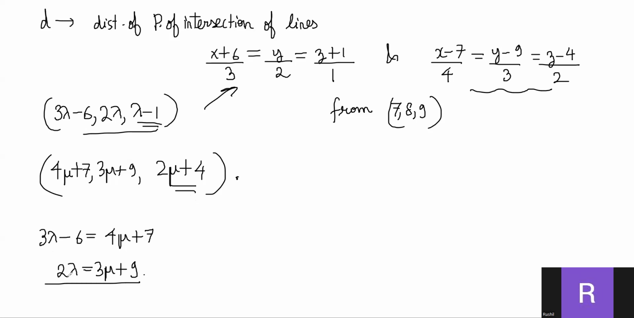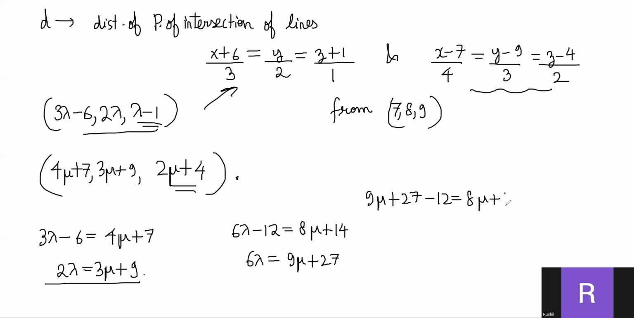Solving these two is easy. You just multiply this by 2: 6 lambda minus 12 is equal to 8 mu plus 14. Multiply this by 3: 6 lambda is equal to 9 mu plus 27. Put 9 mu plus 27 there, 8 mu plus 14. So you're getting mu is equal to minus 1. If mu is minus 1, 2 lambda is 6, so lambda is 3.